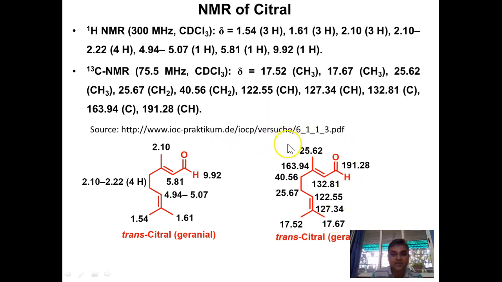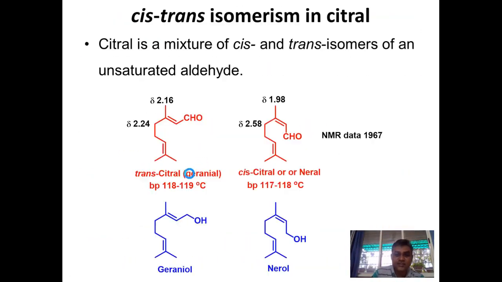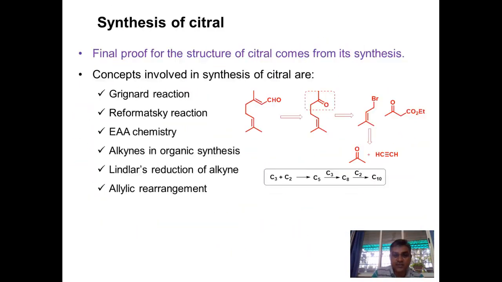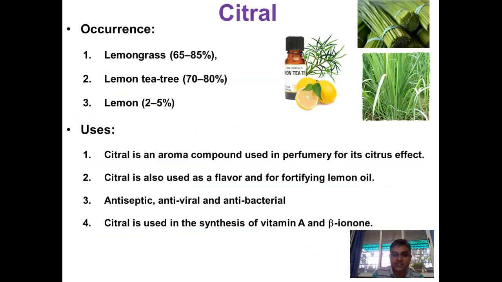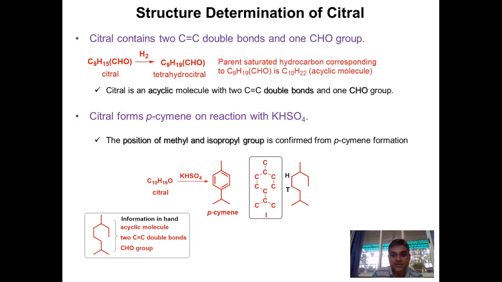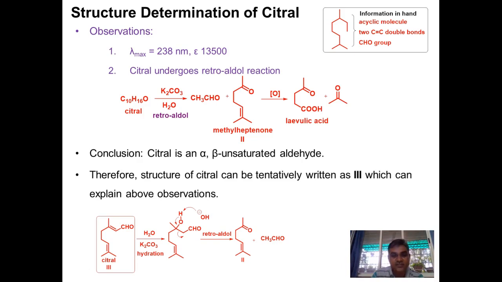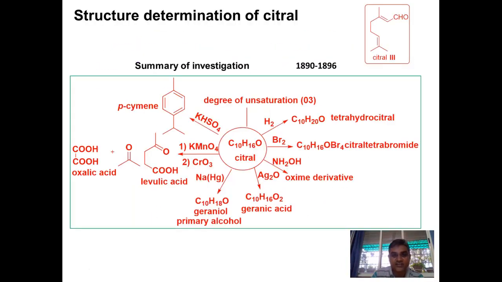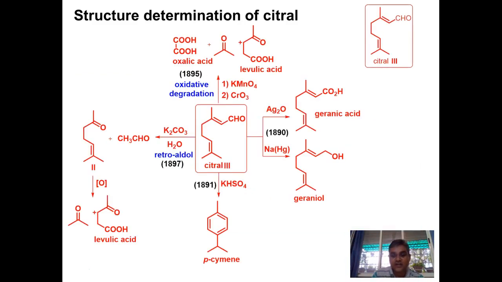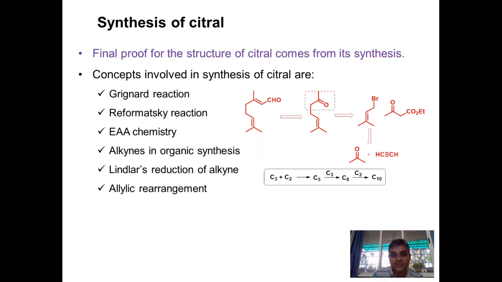So the NMR spectrum of the citral molecule again proves the structure of what we have shown here. In this way, we have learned the structure of citral molecule from the beginning. We started with very simple experiments like hydrogenation, brominations, then oxime formations, semicarbazone formations, then oxidative degradations, retroaldol condensation, and with the help of that, we reached the structure of citral molecule. Then in the latter portion, we convinced ourselves what products are actually formed in the reactions of citral.